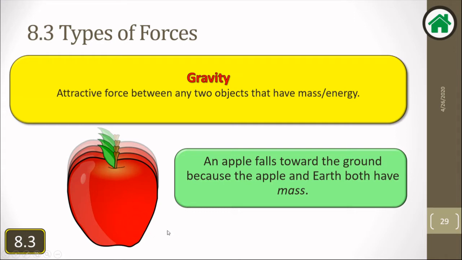Now remember, all forces operate in equal and opposite directions. So just as the apple is attracted down to Earth, Earth is also attracted upwards towards the apple. But Earth barely moves because it's so massive, whereas the apple has a much smaller mass and therefore accelerates more quickly.